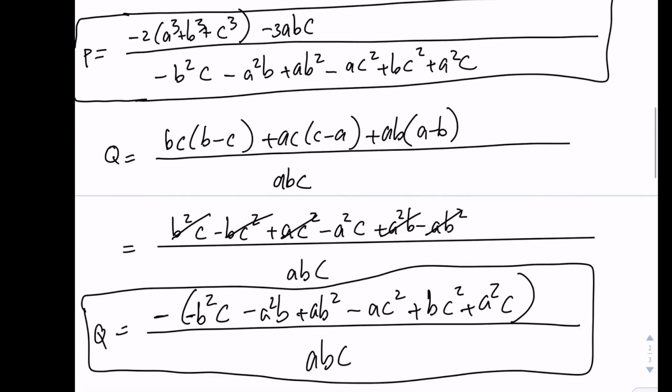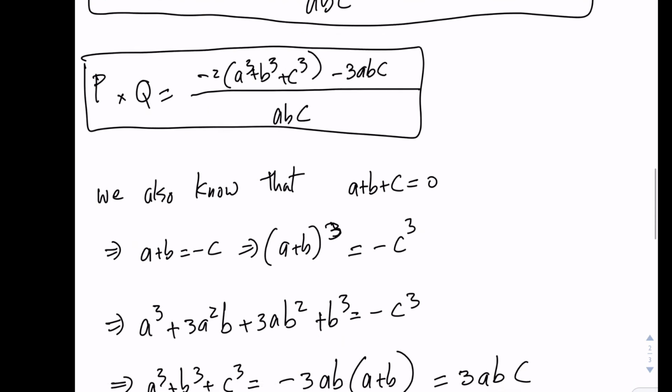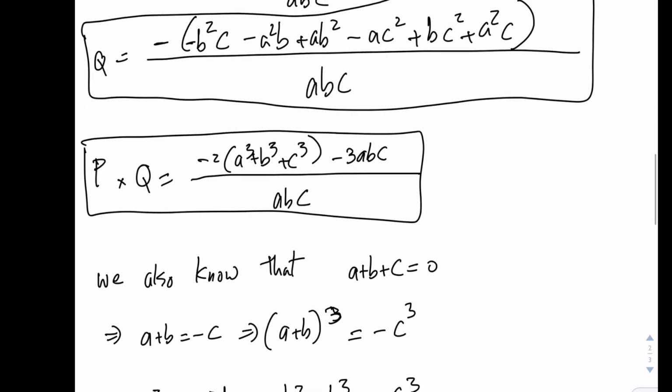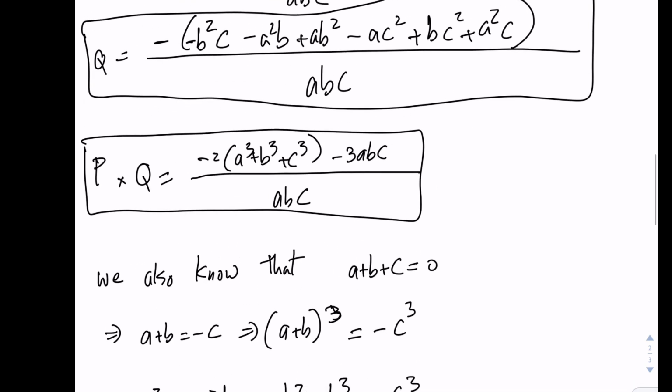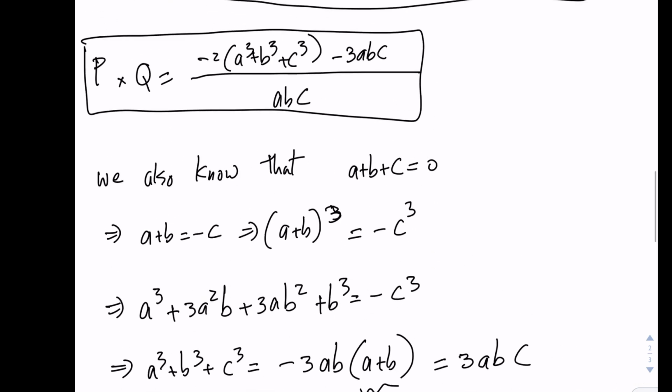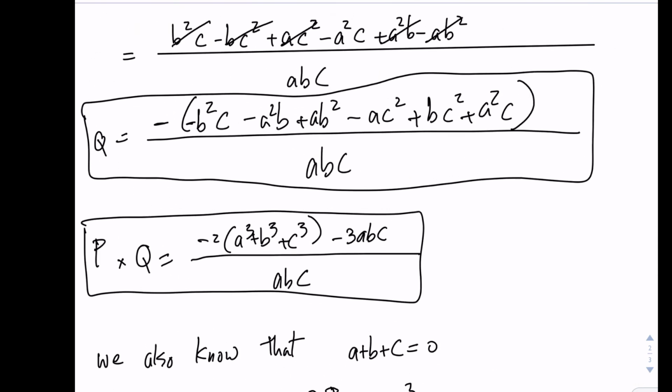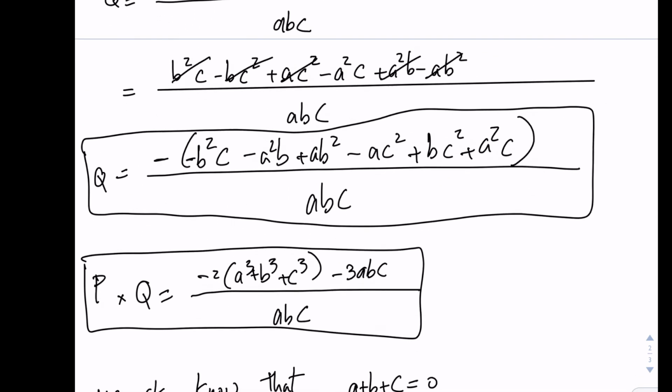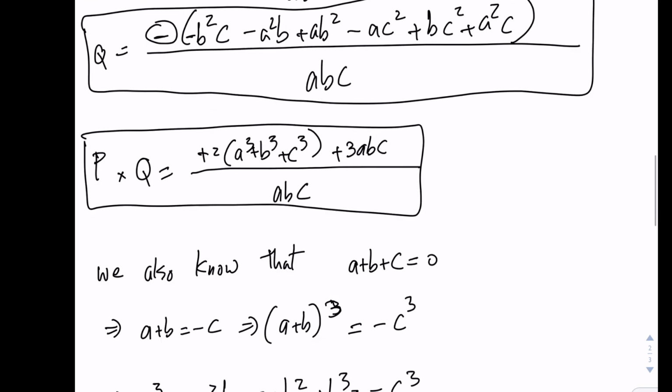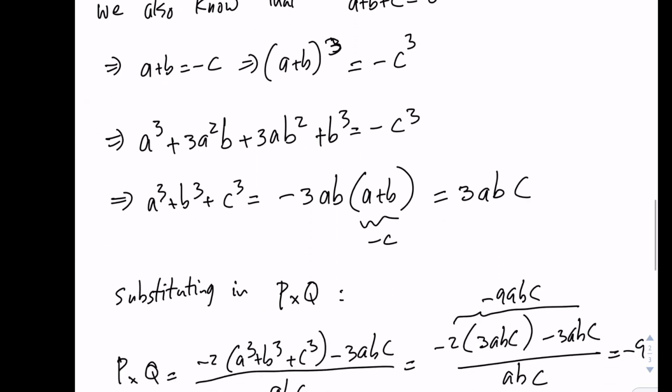Looks like we made a mistake somewhere. Let's see. Oh, okay. The negative sign at the numerator of Q was missed. So if we consider that, P times Q will be plus 9ABC over ABC, and therefore the result will be 9.